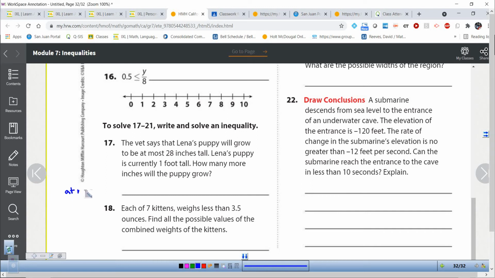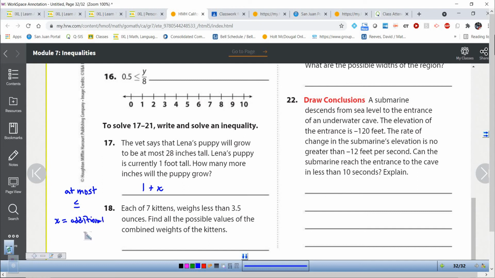So we need to know that at most means less than or equal to. It's at most 27 inches. It could be 27, it could be 24 and a half. So Lena's puppy is currently 1 foot tall, plus however much more it's going to grow. x is the additional growth.